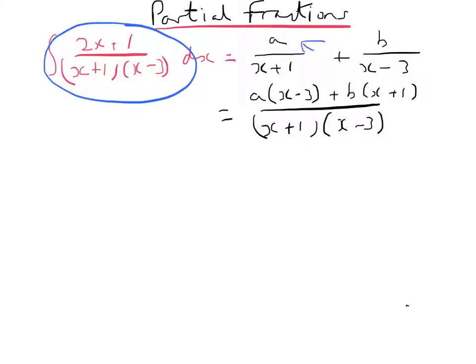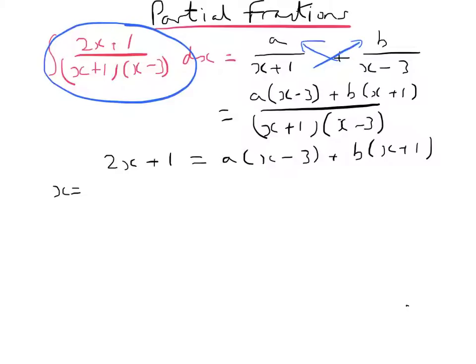Effectively, you imagine it's like cross multiplying. Okay? So, if these two fractions are equal, that means that 2x plus 1, which was my numerator, had to equal a(x minus 3) plus b(x plus 1), which is your numerator. Now you could expand and equate coefficients and all this sort of stuff, but I normally try and select two values that will make life easy for me.